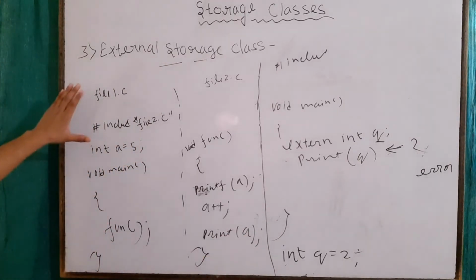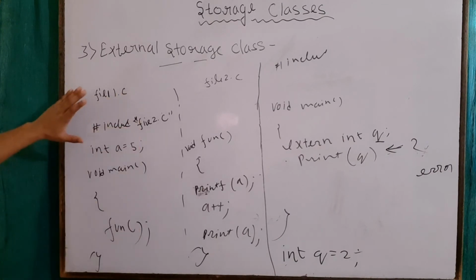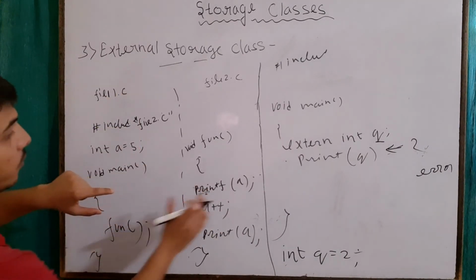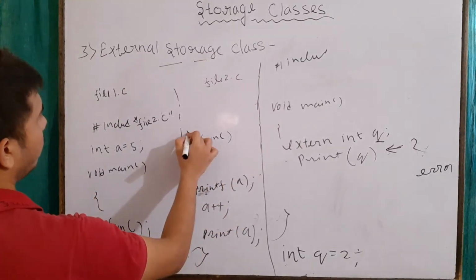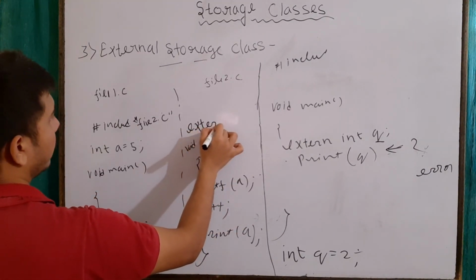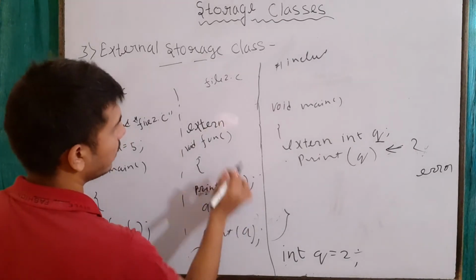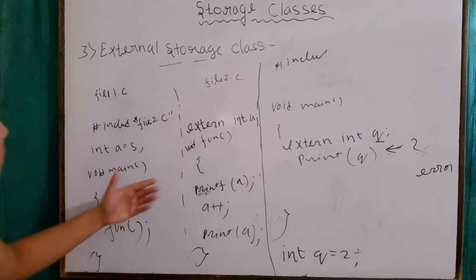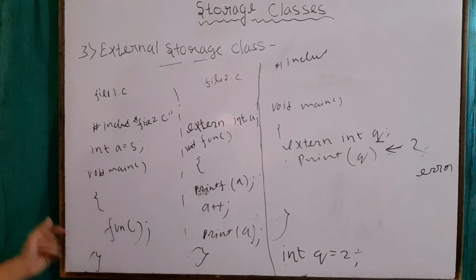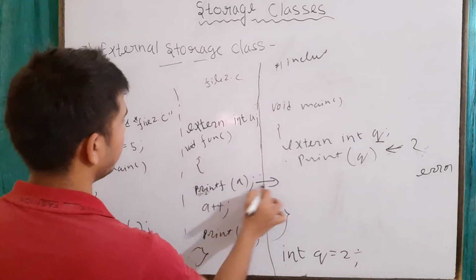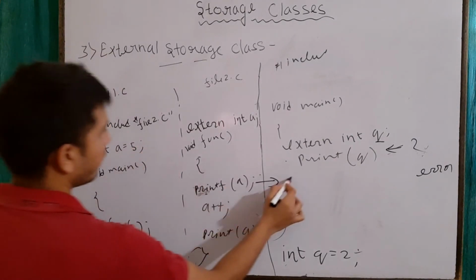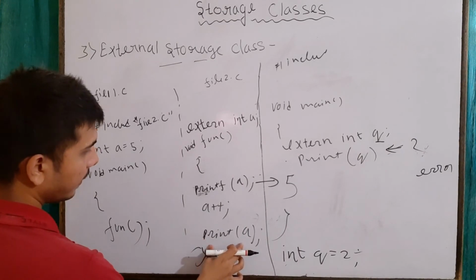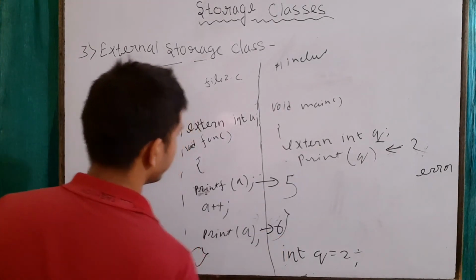Right now if I try to run this program, it will give me error. Why? Because this variable cannot be accessed. But to access this variable, what I have to do is tell it that the definition of this variable is defined somewhere else, and I will write here extern int a. Now this program will successfully compile, and our output will be, first of all, printf of a, which will be 5, and then it will do a plus plus, which will become a equals 6, and then here it will become 6, right?